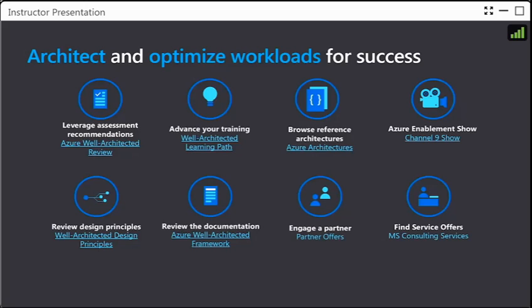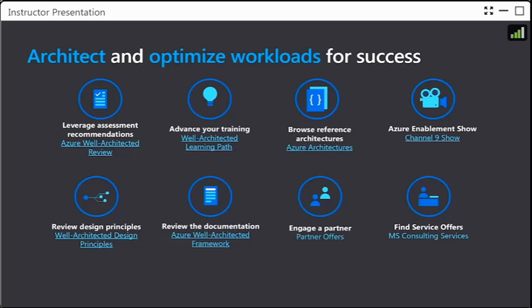Also, maybe you want to pursue more training, right? Learn more about Azure, learn more about the resources and services that we offer. There's a well-architected learning path as well on Microsoft Learn. And Microsoft Learn is actually one of my favorite resources for learning all things Azure. You can browse reference architectures. I mentioned this earlier, the Azure Architectures website. There's also a brand new show on Channel 9 called the Azure Enablement Show. You definitely want to check that out.